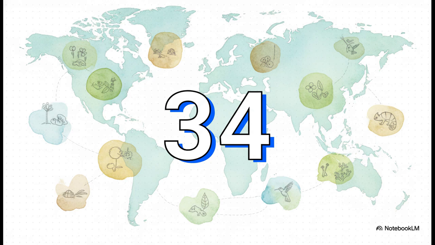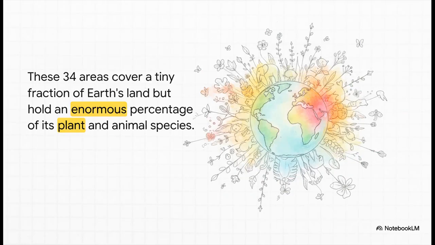So, take a guess. How many of these absolutely mission-critical areas are there on the entire planet? Well, scientists have identified this many. 34. That's it. Just 34 designated global biodiversity hotspots. These places are the absolute crown jewels of life on Earth. They cover a tiny, tiny fraction of the planet's surface, but they hold a massive percentage of its plants and animals.